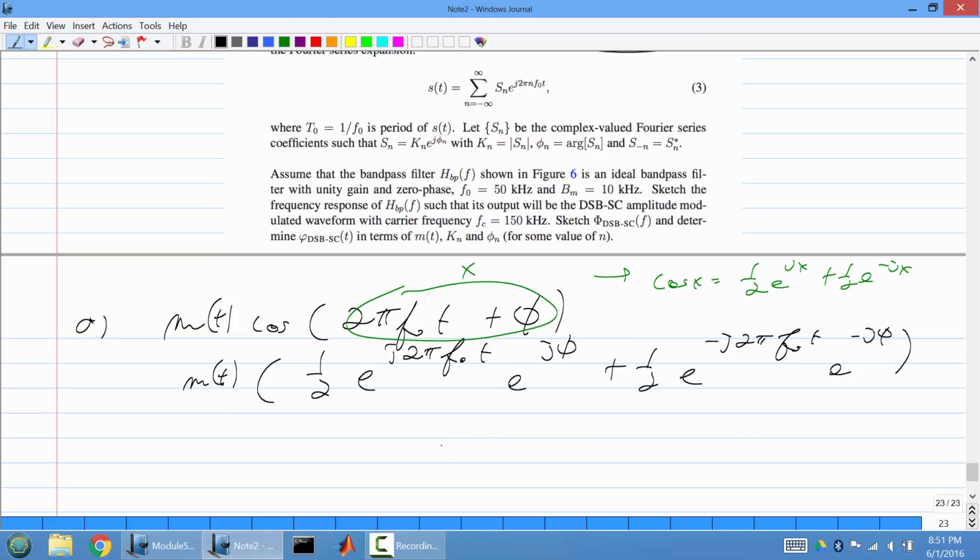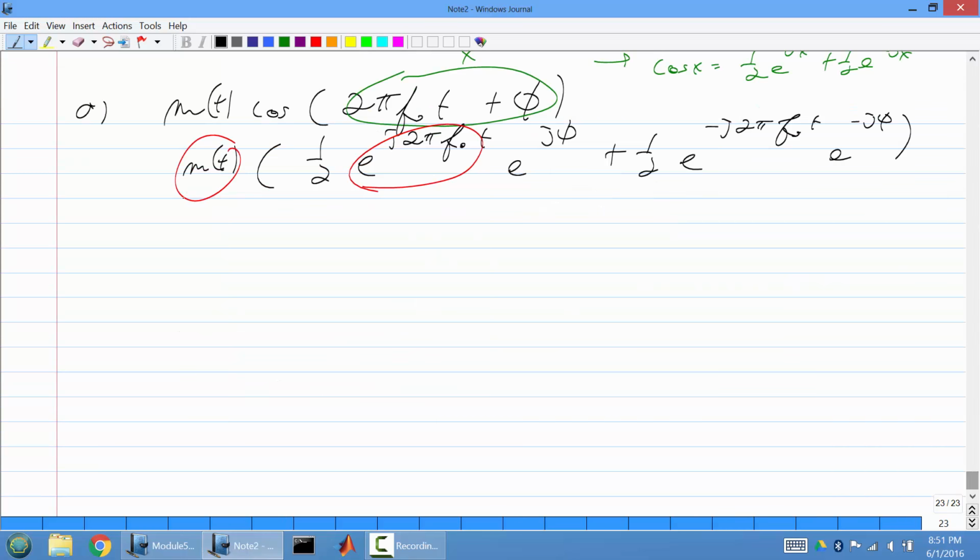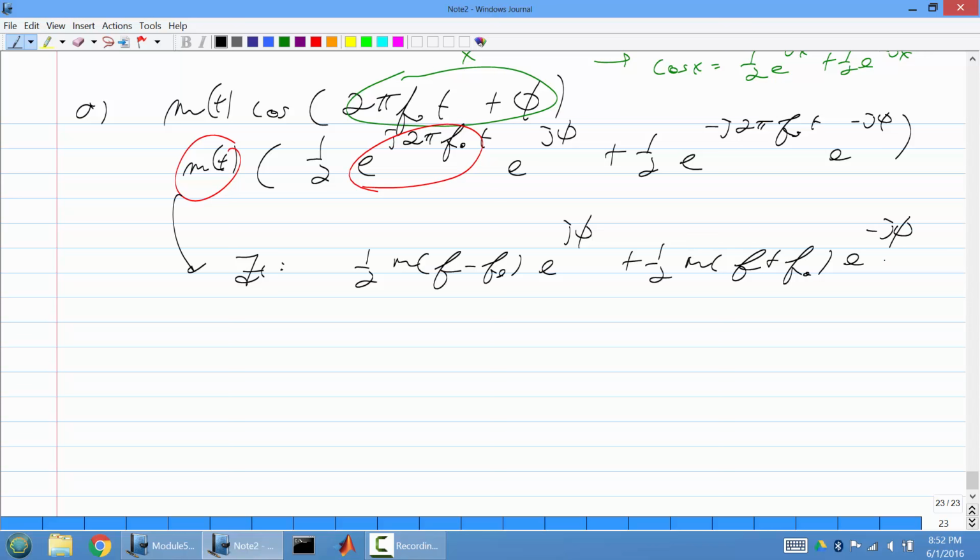So now that we have this, we have two properties. If you wanted to take the Fourier transform of this, notice that these are modulations, and this is just a constant by itself. So taking the Fourier transform, we get 1/2 m of f minus f0, times the constant e to the j phi, plus 1/2 m of f plus f0, times e to the minus j phi. These are just constants. They don't affect anything. And that's it for that. So that's the first part.